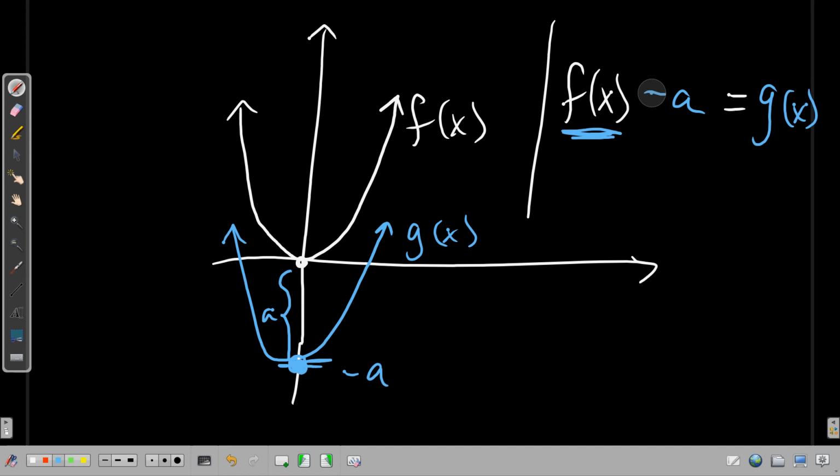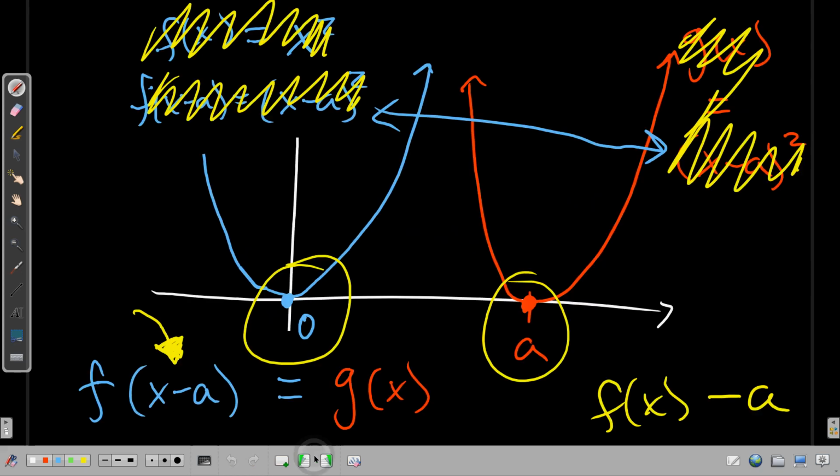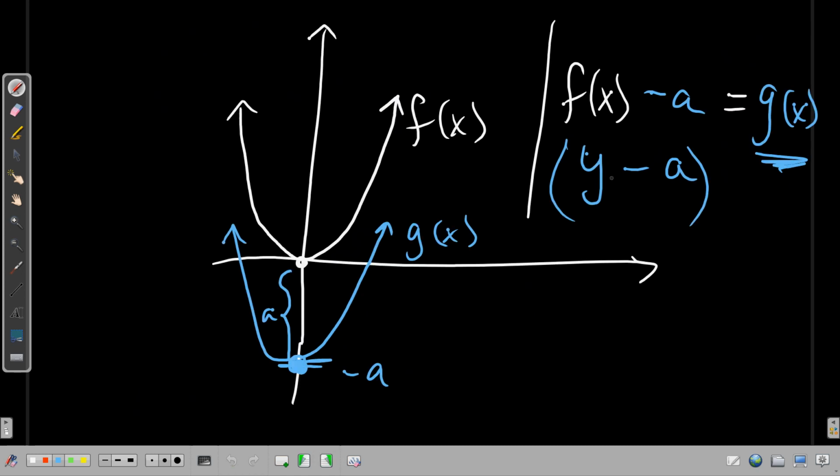It says take the old y values and take away a many units from those y values, and you get the new y values. And this is a transformation in the y direction because I am modifying those y values from what they were to be a new quantity. So over here, I'm modifying x values. Over here, I'm modifying y values.